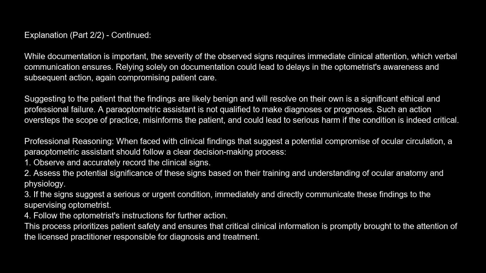When faced with clinical findings that suggest a potential compromise of ocular circulation, a paraoptometric assistant should follow a clear decision-making process. 1. Observe and accurately record the clinical signs. 2. Assess the potential significance of these signs based on their training and understanding of ocular anatomy and physiology. 3. If the signs suggest a serious or urgent condition, immediately and directly communicate these findings to the supervising optometrist. 4. Follow the optometrist's instructions for further action. This process prioritizes patient safety and ensures that critical clinical information is promptly brought to the attention of the licensed practitioner responsible for diagnosis and treatment.